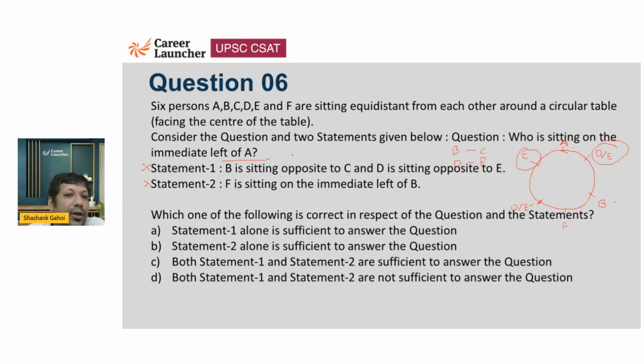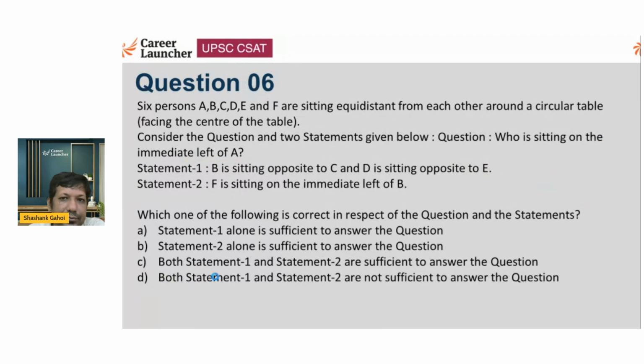But we are looking for who is sitting immediately left of A. That is going to be either D or E. So we cannot answer this question. So the answer of this question is going to be option D. That is, both statements 1 and 2 are not sufficient to answer the question.